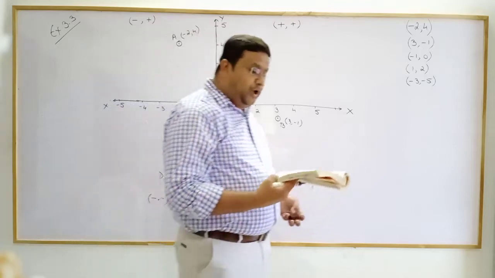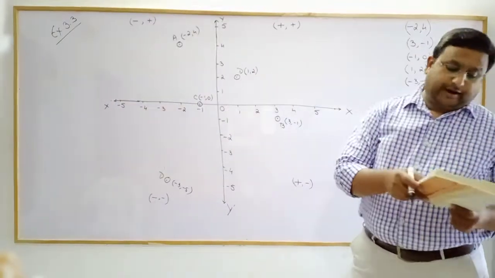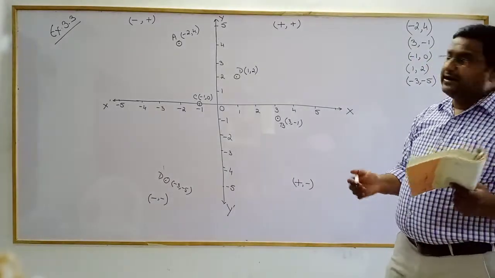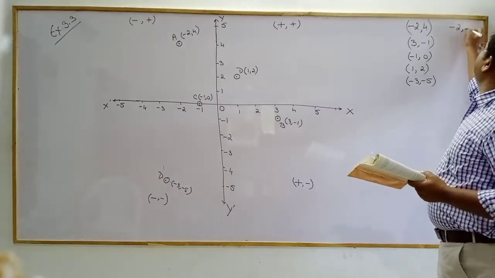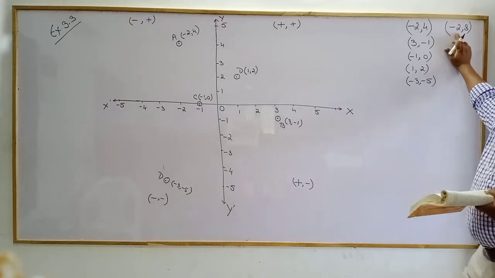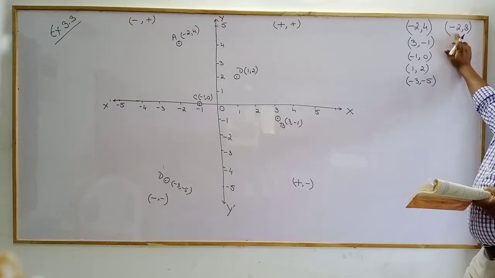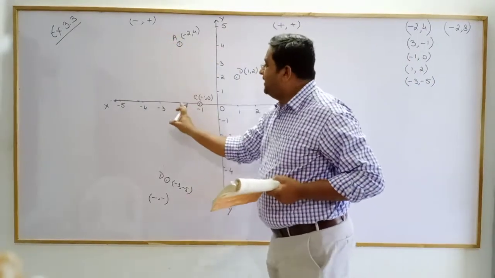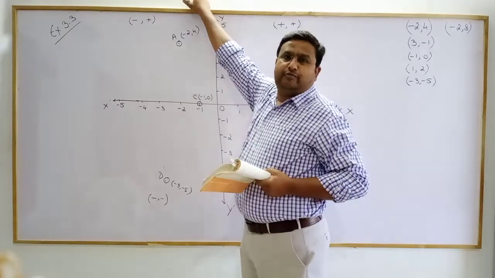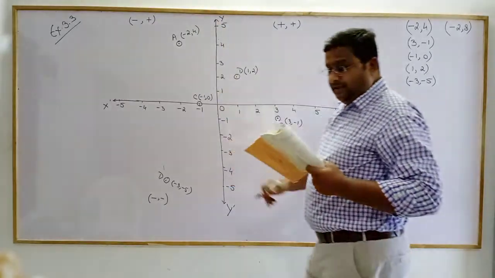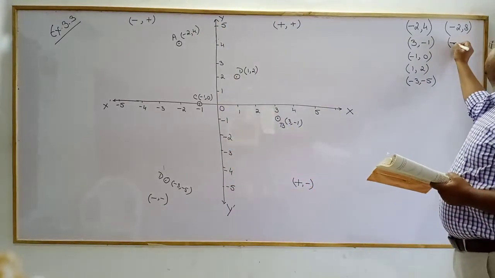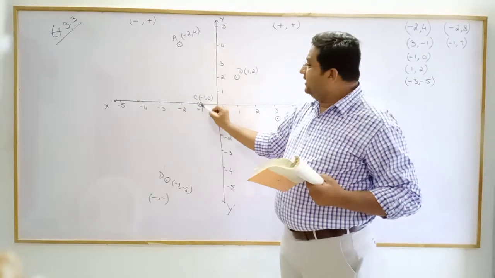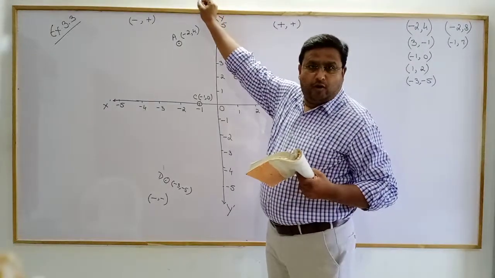Second question is also the same. Plot the points x and y given in the following table, choosing suitable units for distances. -2, 8. X is negative, y is positive. So which quadrant? Second quadrant. When you make the graph, you will be getting 8 centimeters. Then -1, 7. Again second quadrant. X is negative, y is positive. It will go on top.